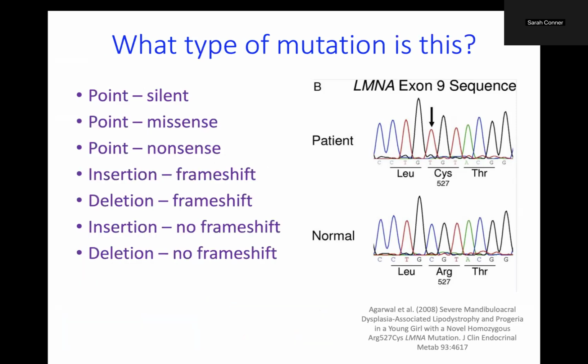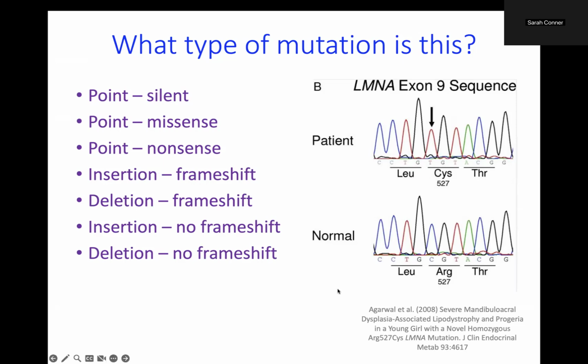Okay, so I'm going to have you think about this for a second. Stop the video, look at this again. What type of mutation is this? So here is the patient, here's the normal. So this is the sequence that we're looking at. Here's the normal sequence. Think about this for a second. Stop the video. I'm going to give you a second to think about this. Stop the video and see if you can figure out which one of these cases it refers to.